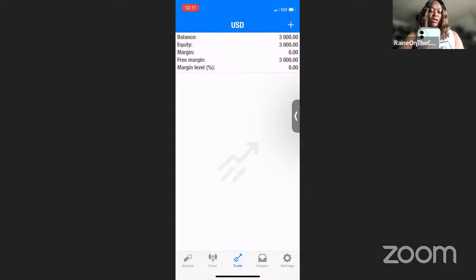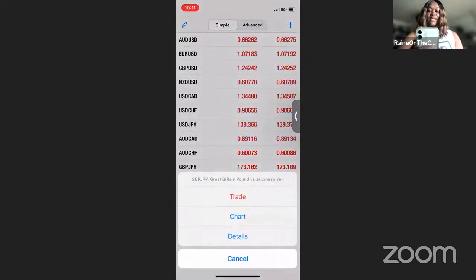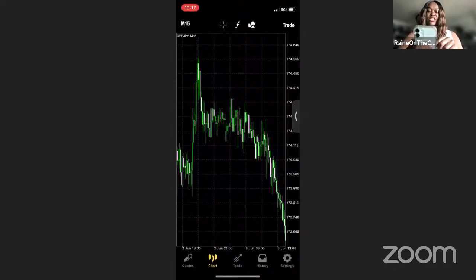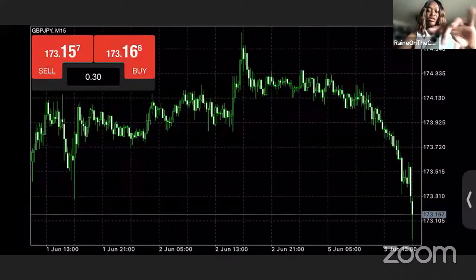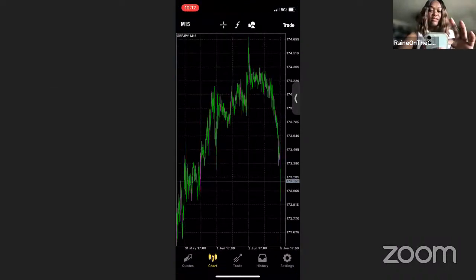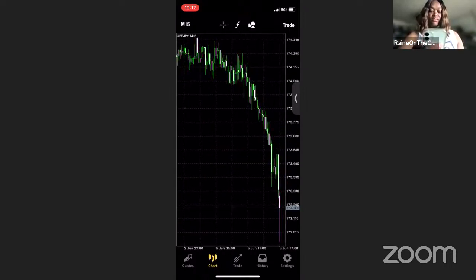You're going to go to quotes. You look for what you want, GBP JPY. I tap on it. There are 3 options: trade, chart, or details. Chart is going to show me the actual chart. You can turn it this way, landscape, so you can see more. This way, you can expand, you can move it. Wow, I guess there was news. Look at those 2 long candles. There was news, guys. All right.